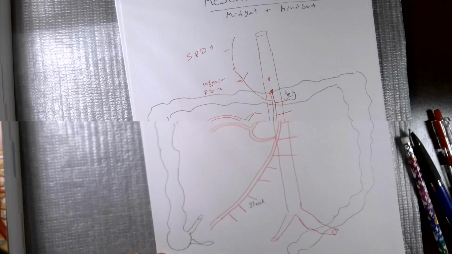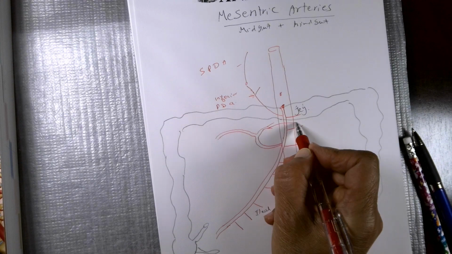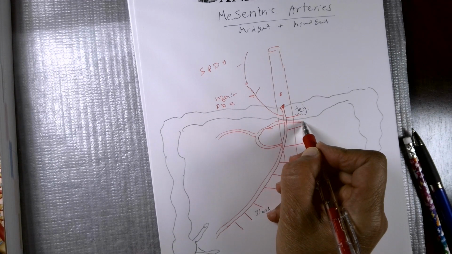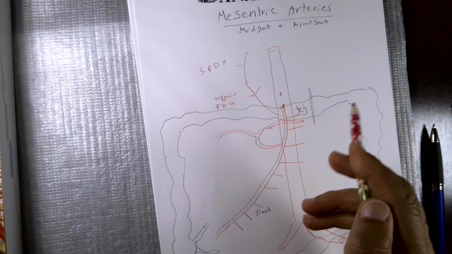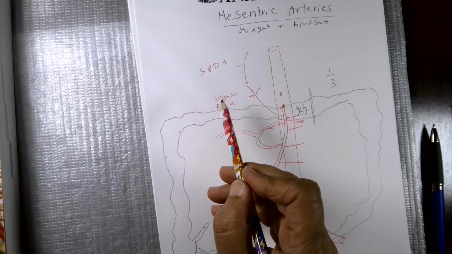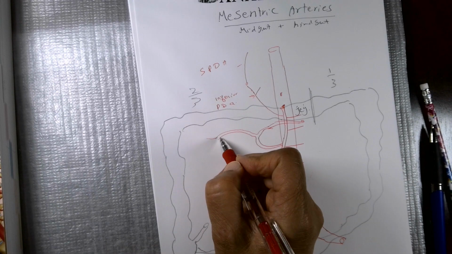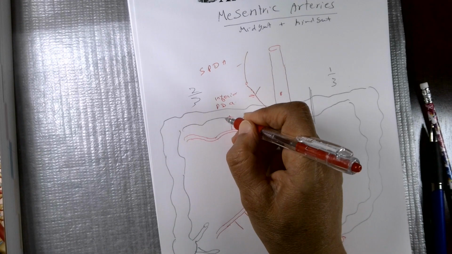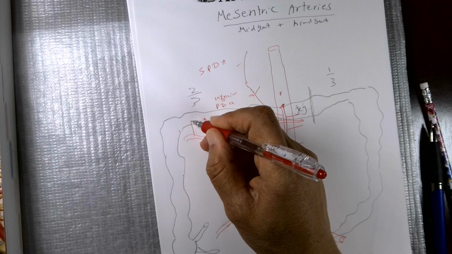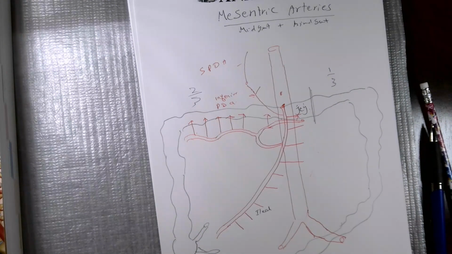Okay, so the middle colic artery is going to supply the transverse colon until the left third, like here. So this is the right third, this is the left third, and this is 2/3 of the transverse colon. Okay, so this is the territory of the middle colic artery, and it gives vasa recta, straight branches to the colon, to the right 2/3 of the transverse colon.